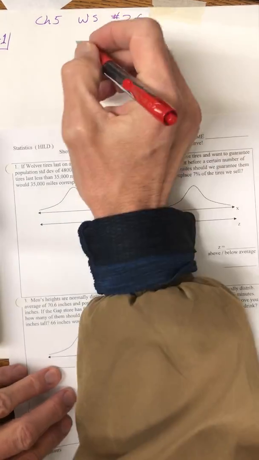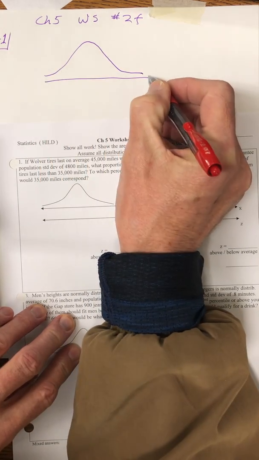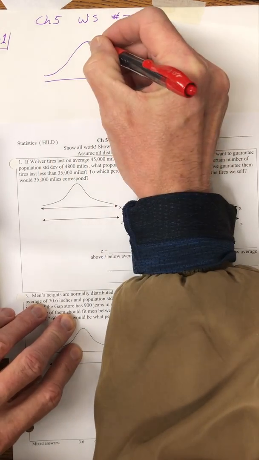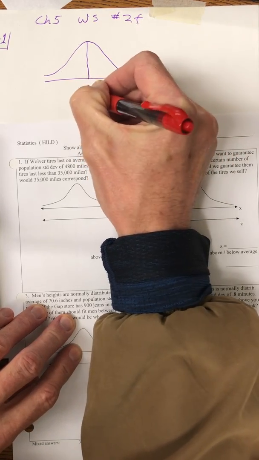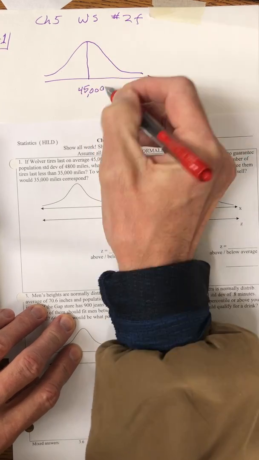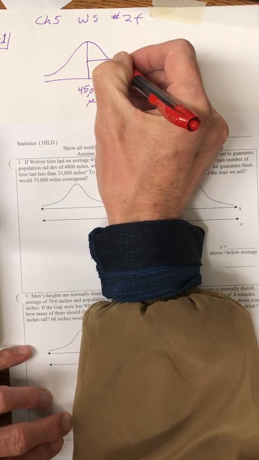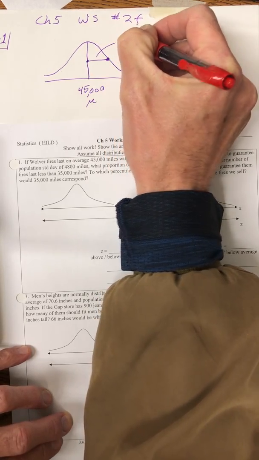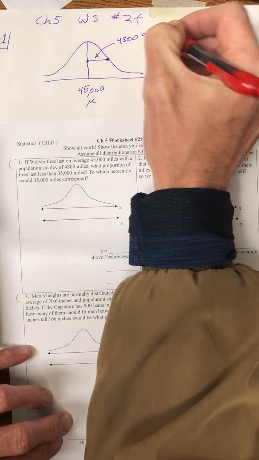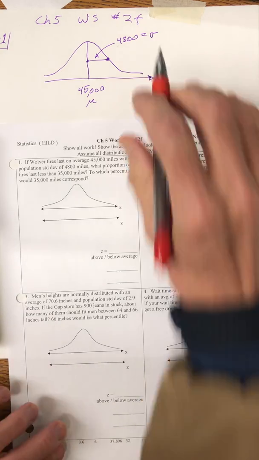So we're going to start by drawing a bell curve. This is always step 1. And we're going to label it with the mean and the standard deviation. Remember, the mean is 45,000 miles. That goes right in the middle, and that's mu, what we call mu in the Greek letter. And the standard deviation is 4,800 miles. That's this distance here. So this is 4,800 miles, and that's sigma, which is a little 6 on its side.